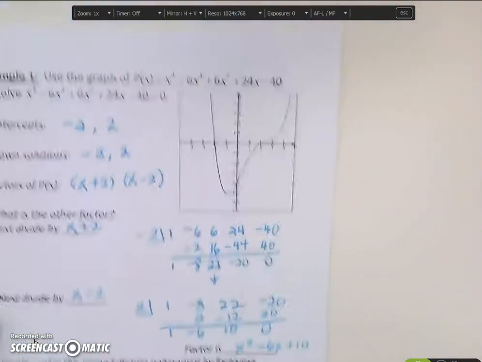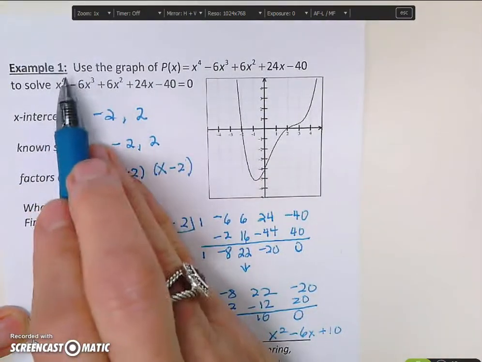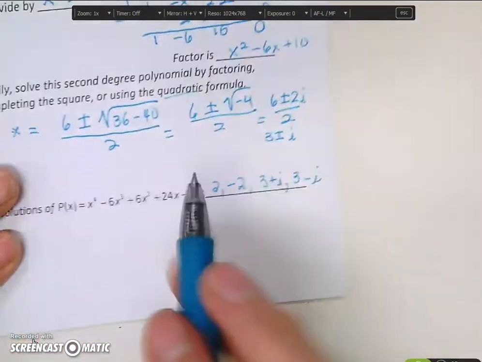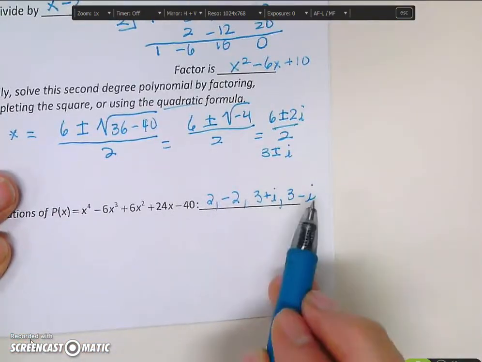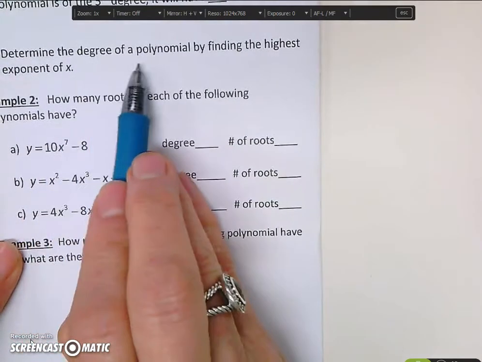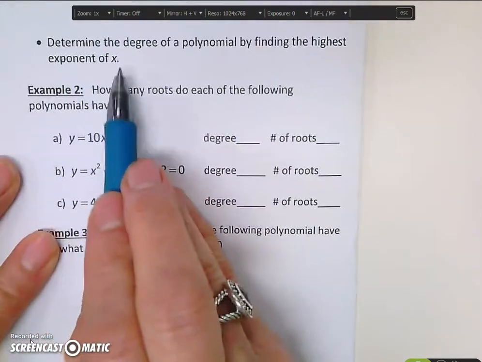So looking back at what we did in the last segment, we had this x to the 4th. You see this has a degree of 4, highest exponent. And when we finished, we had 1, 2, 3, 4 roots. All right, so remember to determine the degree of a polynomial, you look for the highest exponent of x.